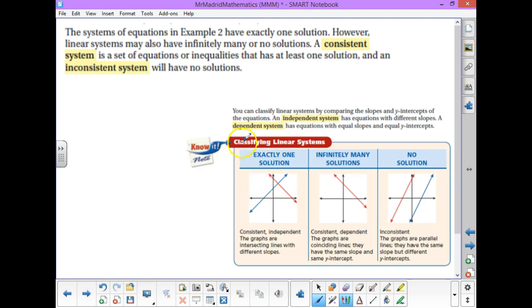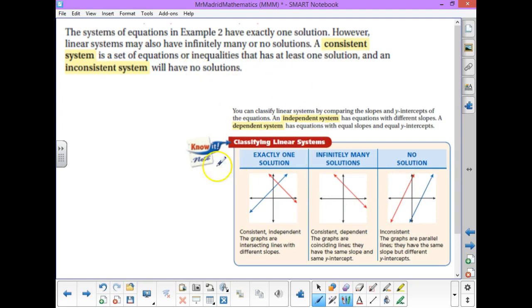Here is something very important when it comes to classifying these linear systems. Whenever you have two lines intersect at one point, you've got exactly one solution. Then you have a case like this where you have an original line and the second line happens to be identical, so they're overlapping each other. There you'll have infinitely many solutions. And then you have this special case where they have the same slope but different y-intercepts, so these would never intersect, so there'd be no solution.